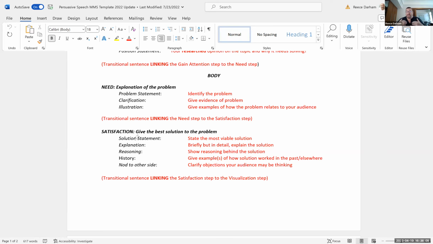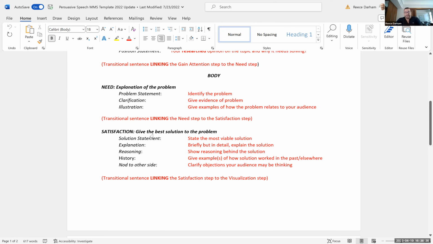And remember, the audience is hearing this for the first time, not you who's been preparing, practicing. You've done it a lot. You know where you're going. Your audience doesn't necessarily. So this is why you have to be so deliberate in transitioning effectively from section to section, point to point. So, satisfaction step. Here is the solution. And there are 5 items here.